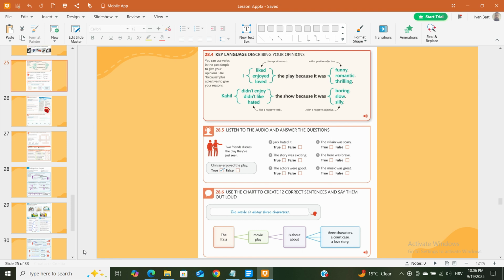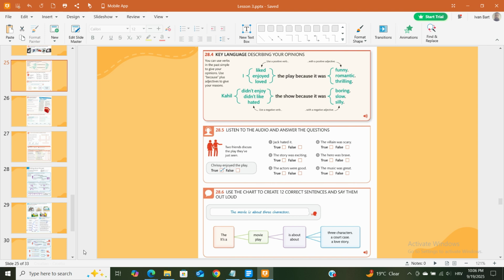Liked, enjoyed, loved. Funny. The play because it was romantic. Thrilling. Didn't enjoy. Boring. Didn't like, hated. The show because it was slow. Silly. Use a negative verb with a negative adjective.